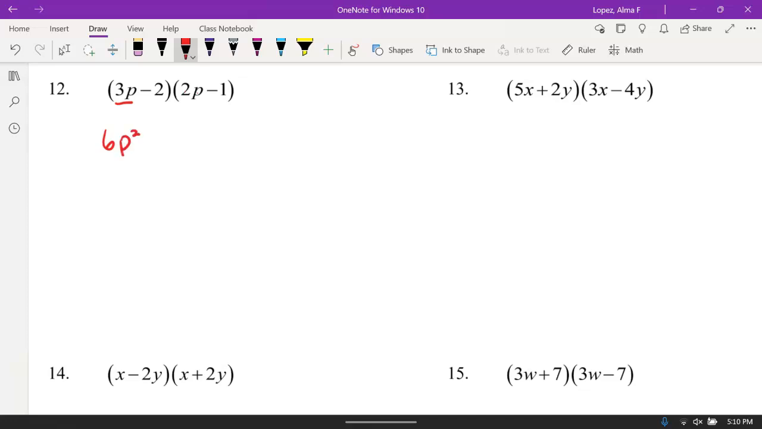Now we're going to distribute the 3p onto the negative 1. 3p times negative 1 is minus 3p. See, that's what I mean by distribute the 3p onto everything in the second parentheses.